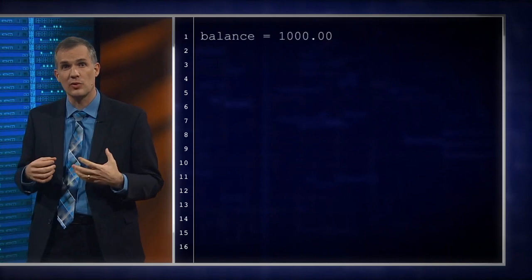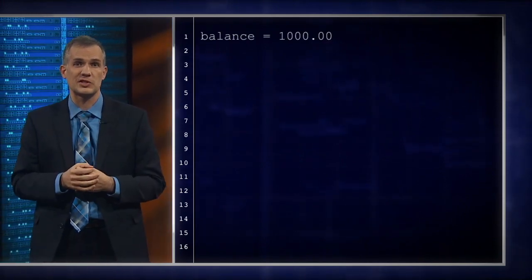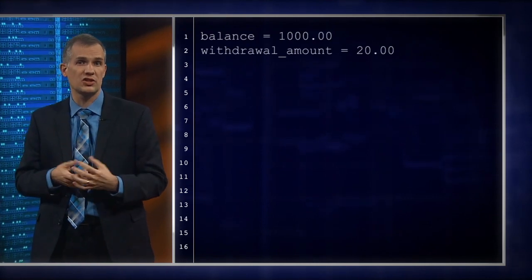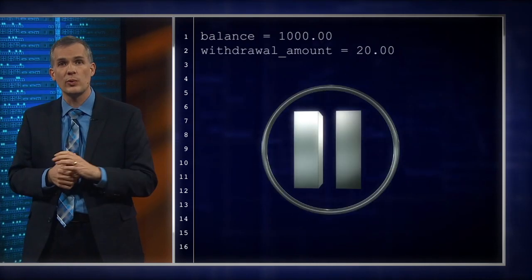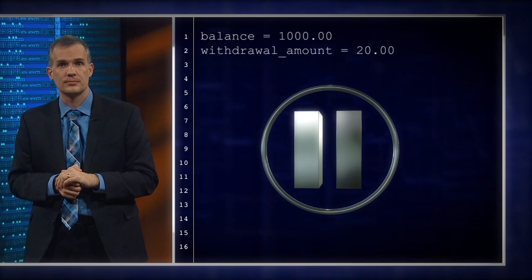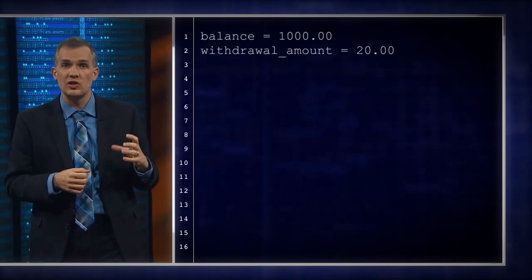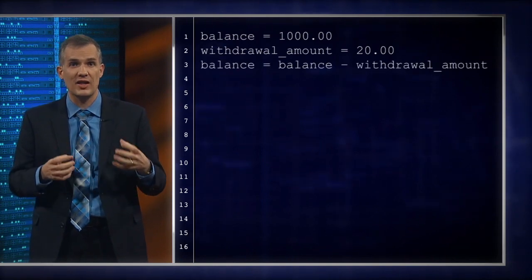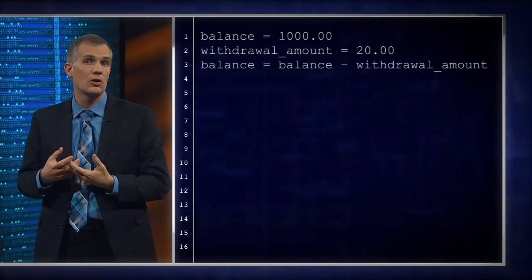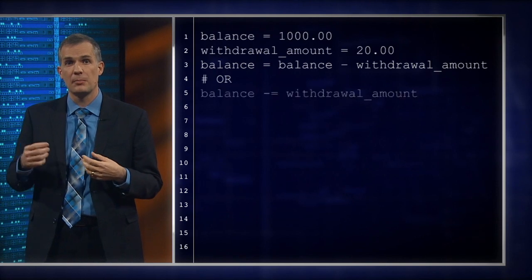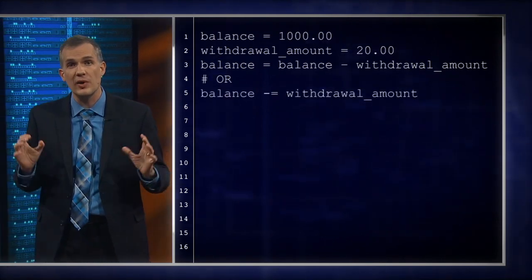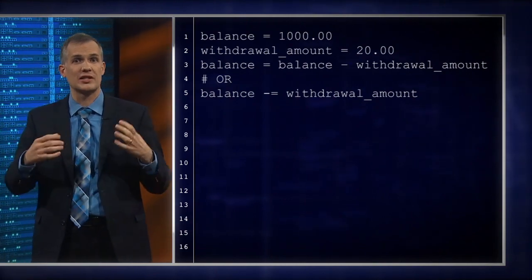Let's try an example. Let's say that we had a bank account with a starting balance of $1,000. Then, let's say that we had a withdrawal of some amount, say $20. How would we compute the new balance? Well, we would use one of two commands. We could assign balance a value of balance minus withdrawal amount, or we could say balance decreases by the value of withdrawal amount. Either way would perform the same subtraction and give the same answer.